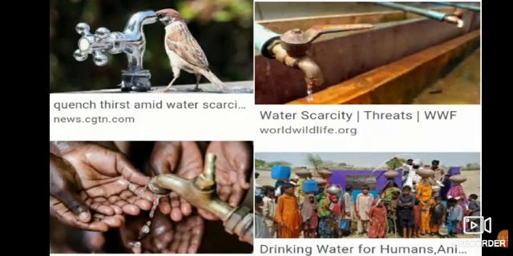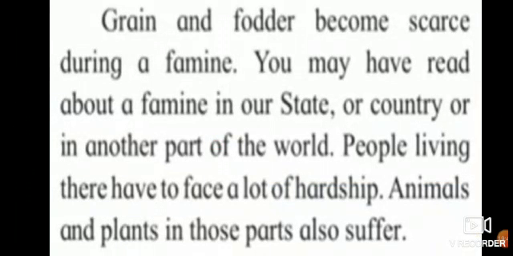But famine is a natural disaster. Natural disaster means it is natural. It is by nature. Grain and fodder become scarce during a famine. There are no grains, no food. Even the animals are left without food.